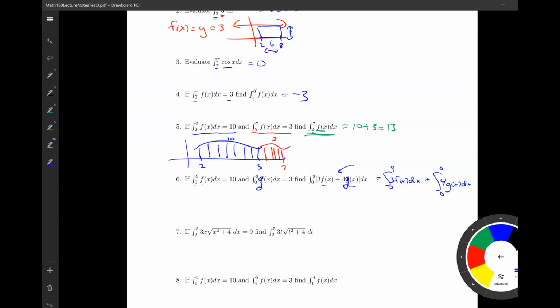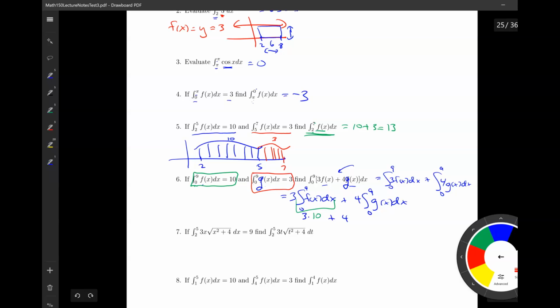So now I'm going to take the time to pull the 3 on the outside, the constant on the outside. I'm going to pull the constant 4 on the outside. And now I can see that I can use this information. 0 to 9 of f of x dx, this is equal to 10. So I carry the 3 along, plus carry the 4 along, and then I'm going to use the fact that integral from 0 to 9 of g of x is equal to 3. So this gets replaced with 3. So I get 30 plus 12, or 42.